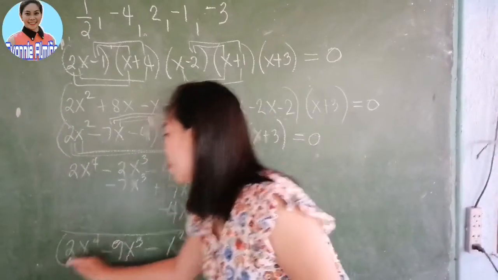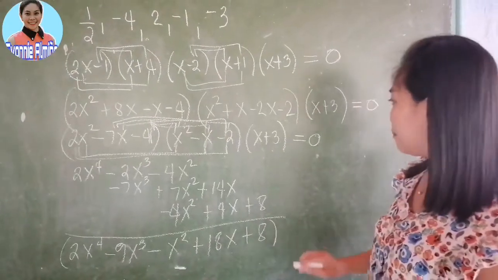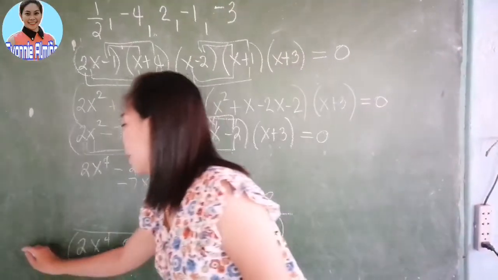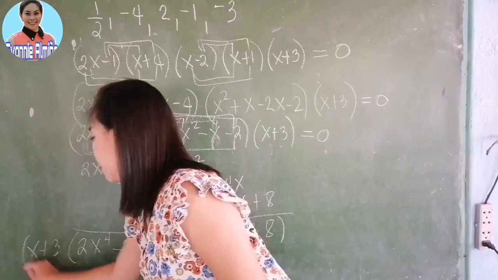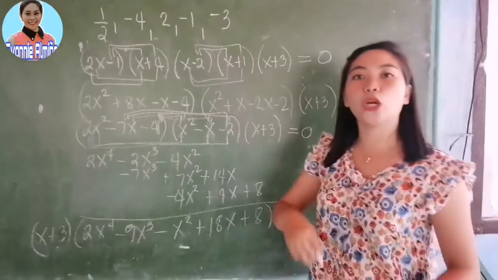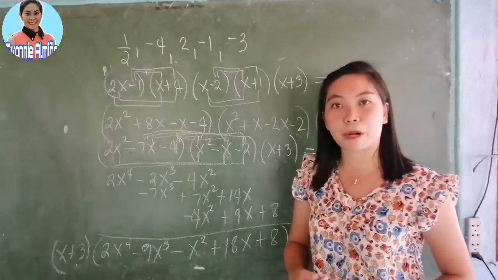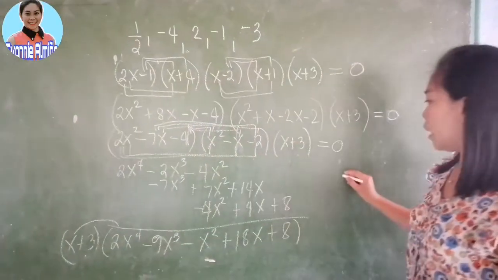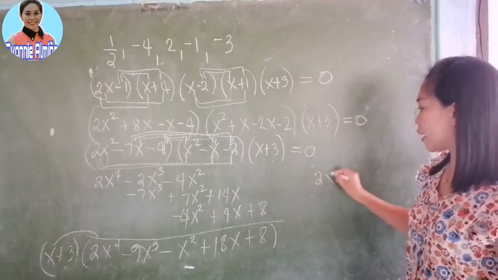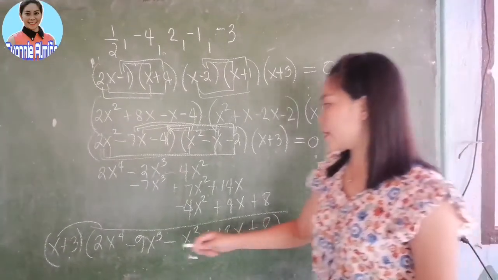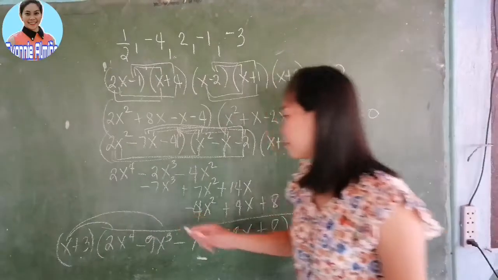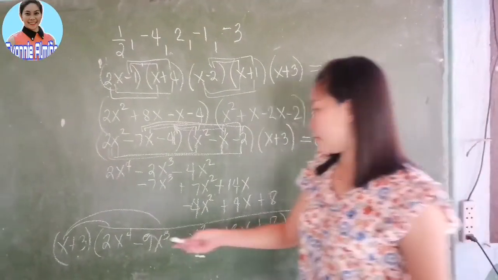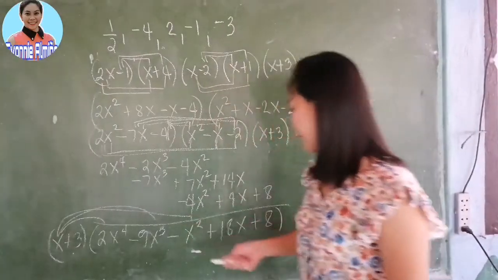Okay, then, this is what we will multiply by x plus 3. So, x plus 3, here. We still apply the distributive property of multiplication. So, here I will write, you have 2x raised to 5. Then, what's next? You have negative 9x raised to 4, followed by x multiplied by negative x squared.